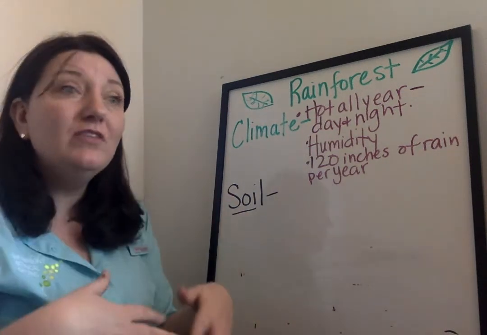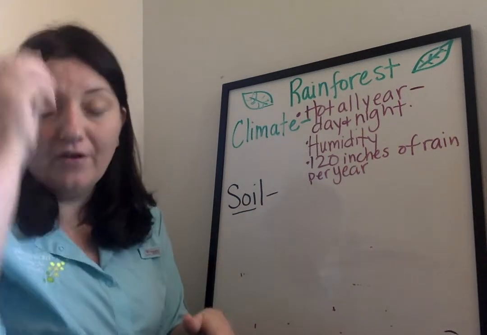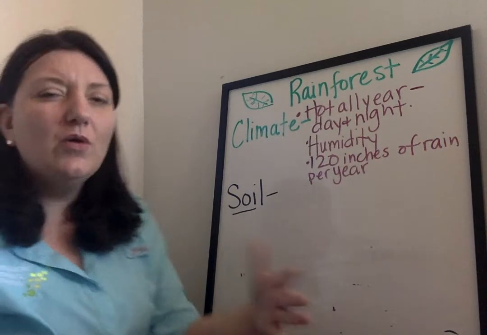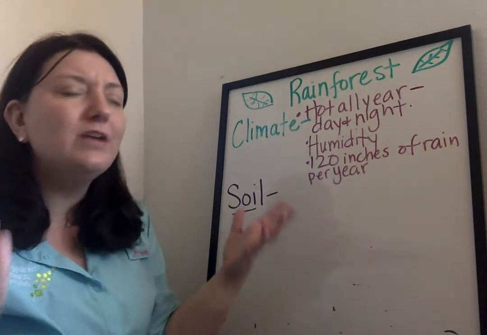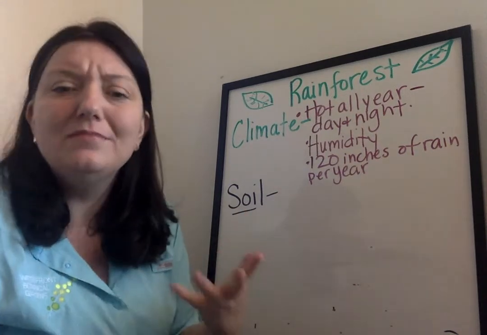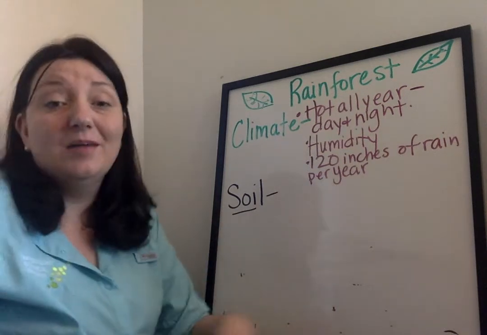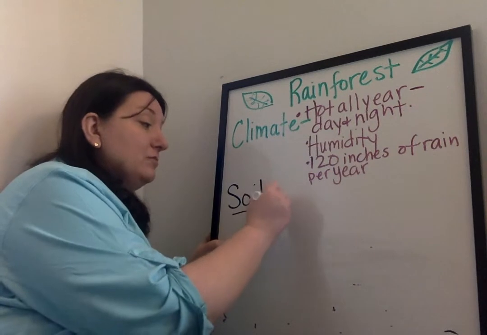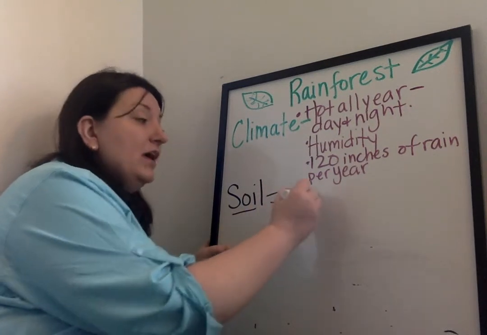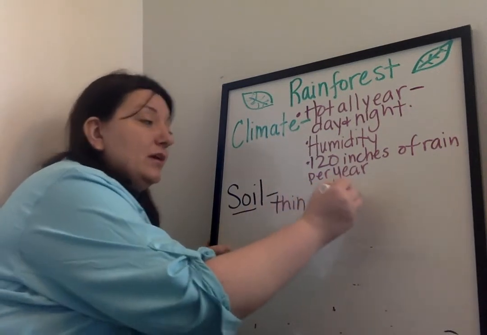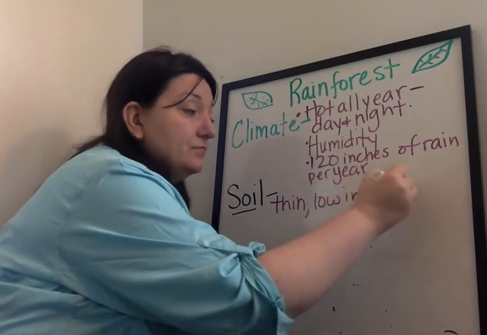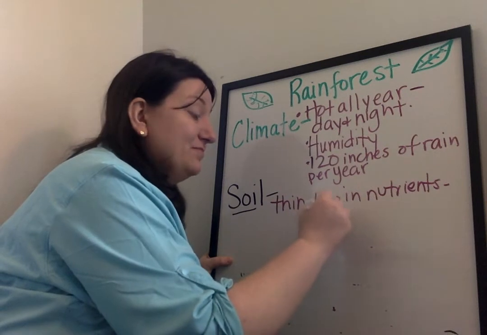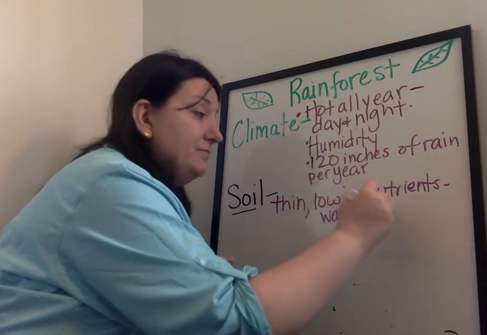The nutrients that are in the soil get used up very quickly by all of the different plants that are there. So believe it or not, even though it would seem, because there's so much greenery and so much life in the rainforest, that they have really thick, high nutrient soil, the truth is that the soil in the rainforest is pretty thin and it's low in nutrients because they get washed away by all the rain.